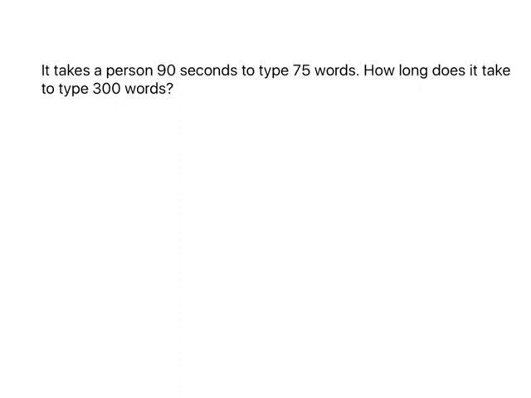Let's start with this one and think about different ways of solving this problem. It takes a person 90 seconds to type 75 words. How long does it take to type 300 words? So we have seconds and we have words in this problem. We want to separate them. So seconds and words. Okay.